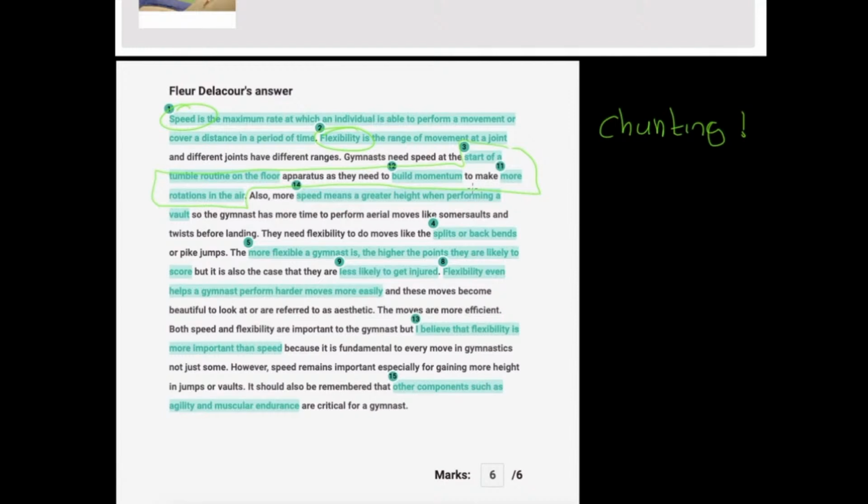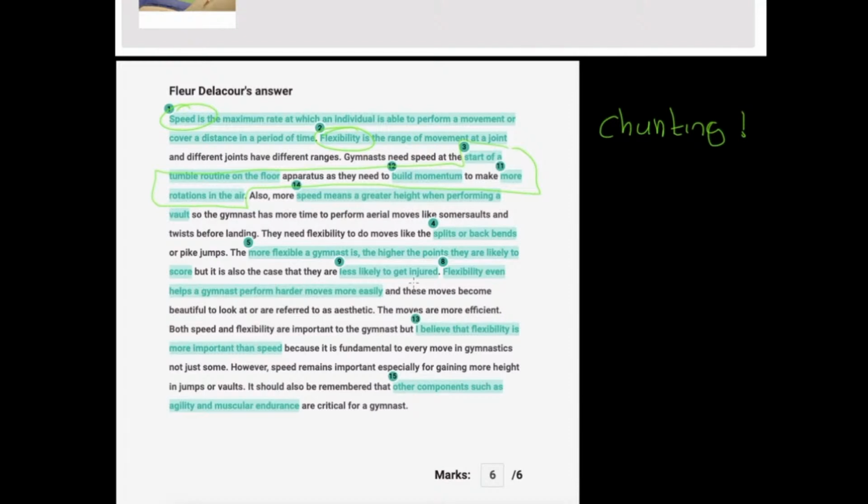Now, here, I'm also going to do more speed means greater height when performing a vault. So I should have included that as well. So the gymnast has more time to perform aerial moves like somersaults and twists before landing. So why do they need flexibility? They need to do things such as the splits or back bends. The more flexibility, the higher points they are likely to score, and the less likely they are to get injured. Flexibility even helps a gymnast perform harder moves easily. Okay, so we've put that in there.